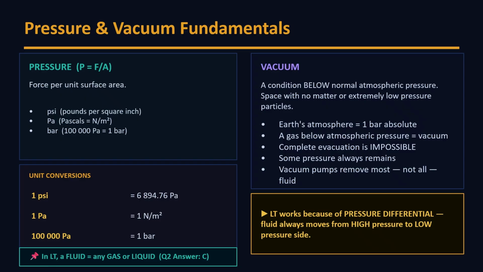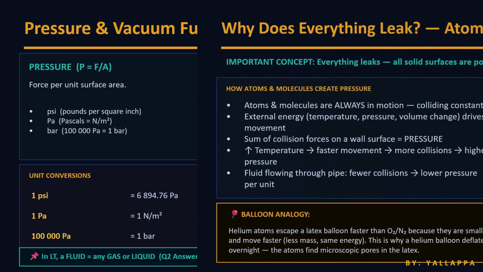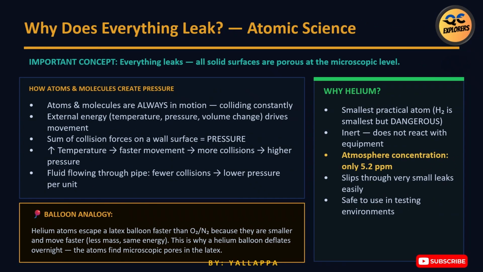Now here's the most important concept. Fluid always moves from high pressure to low pressure. That statement explains almost every leak testing technique. Whether you are using bubble testing, pressure change testing, tracer gas testing, or mass spectrometry, the entire principle depends on pressure differential. No pressure differential, no leakage. Remember that.